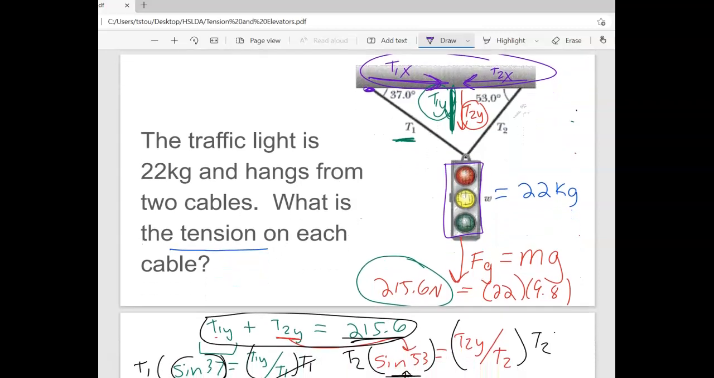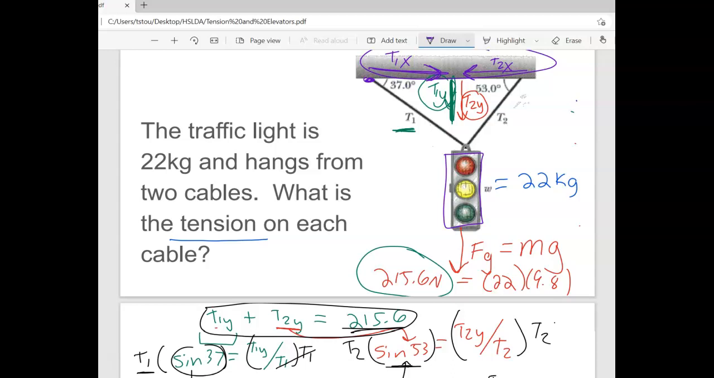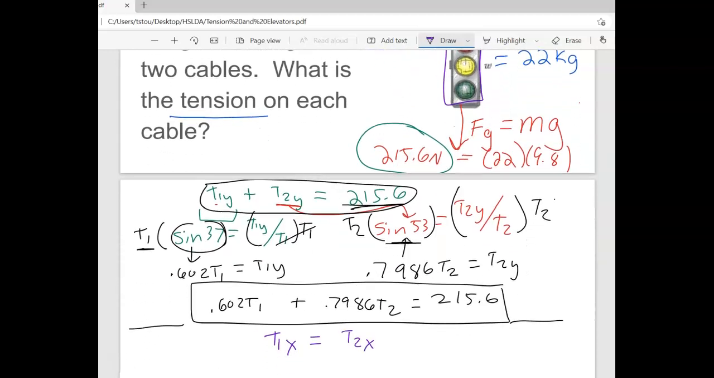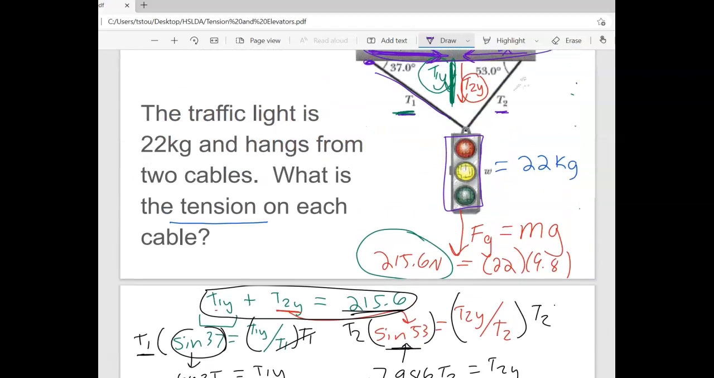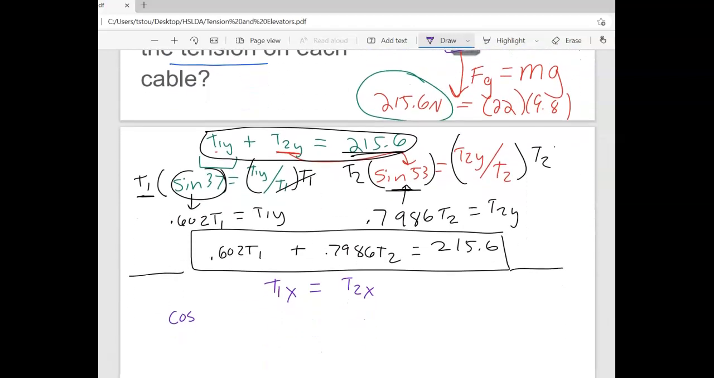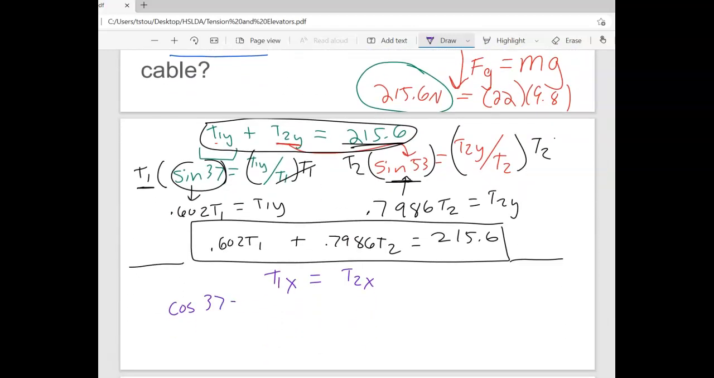All right, now that we know that, we're going to do some sine cosine kind of magic in order to get that in relation of T1 and T2. So when I look at x, I can see this is the adjacent over the hypotenuse. Adjacent over the hypotenuse is cosine. So cosine of the angle on this left side, it's 37. Cosine 37 is equal to T1x, adjacent, over the hypotenuse T1.